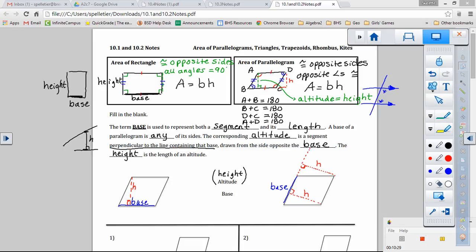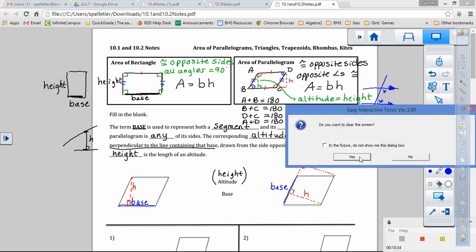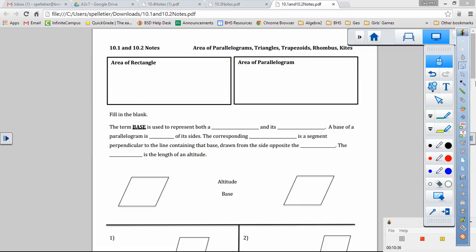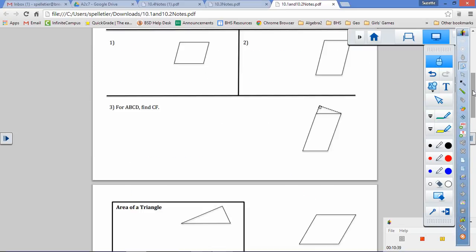Okay? So let's try some examples. You clear the screen, scroll the page up. So the first thing we want to do is these examples. And let me draw in some information for you.